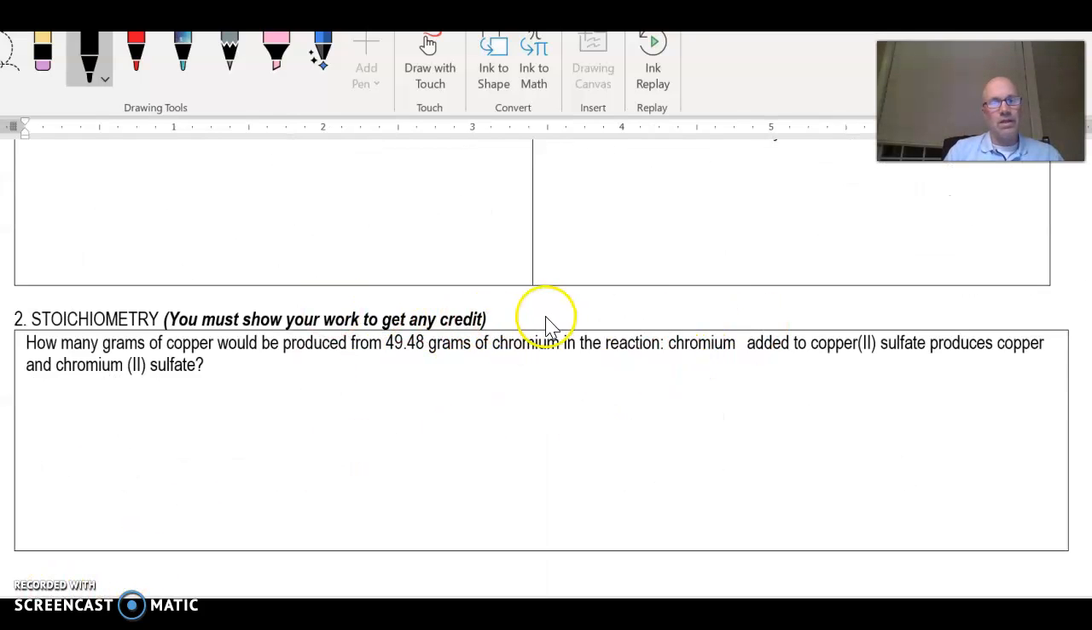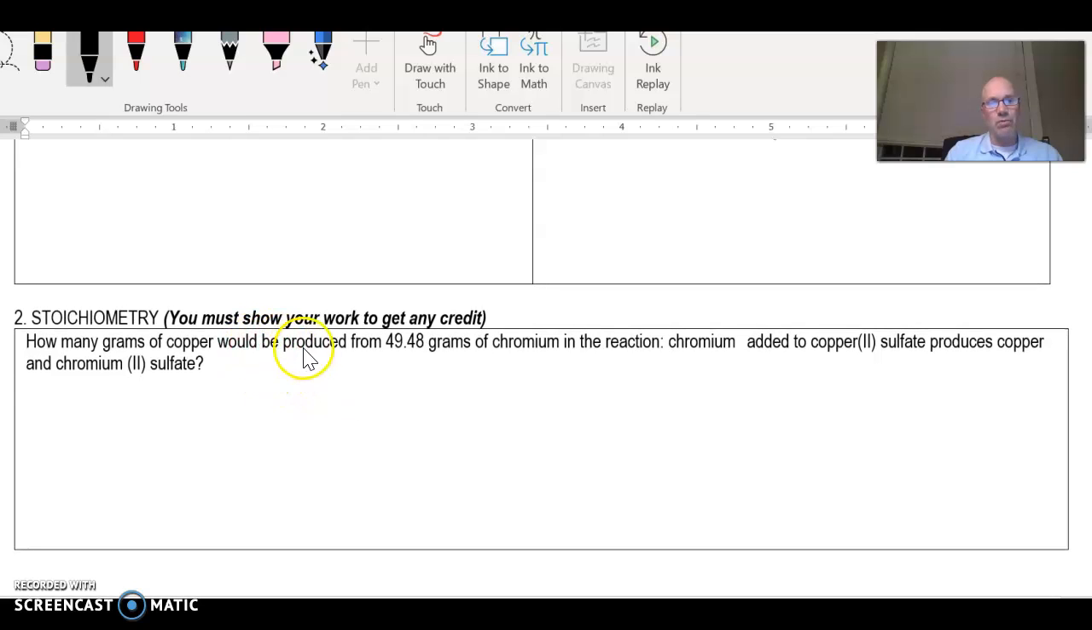All right, and the next problem, I just want to point out there's a little bit of a typo in the original problem where they had the +2s beside the metals here. You actually don't need those there. So in this problem, how many grams of copper would be produced from the reaction of this many grams of chromium in this reaction? Chromium added to copper 2 sulfate produces copper and chromium 2 sulfate.